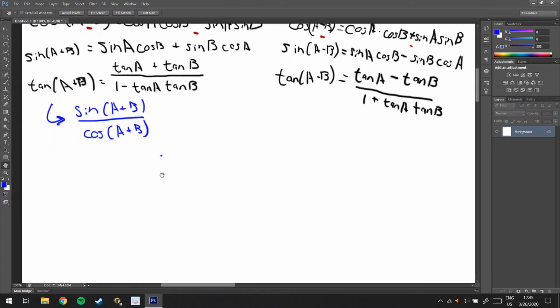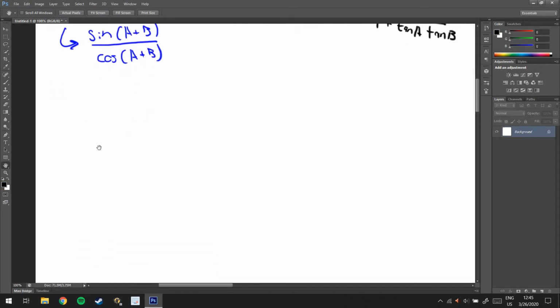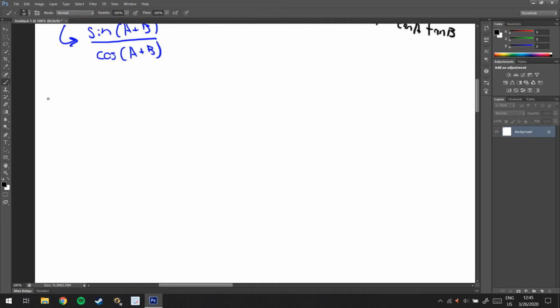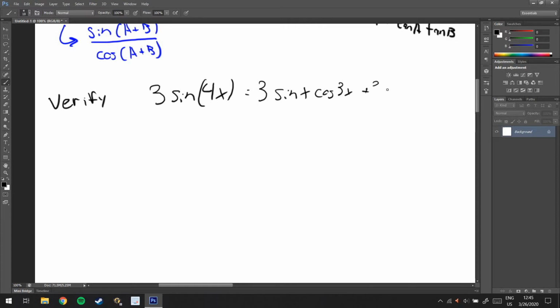Now I'm just going to do one quick example with these. Erase this bookmark, change my defaults. So we're going to look at verifying that 3 sine 4x is equal to 3 sine x cosine 3x plus 3 sine 3x cosine x.